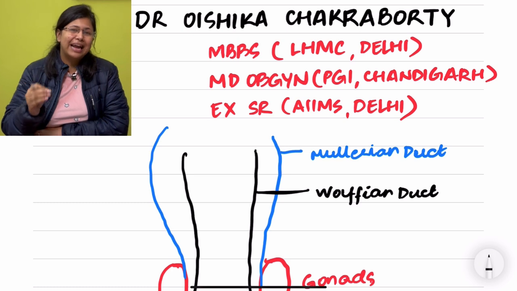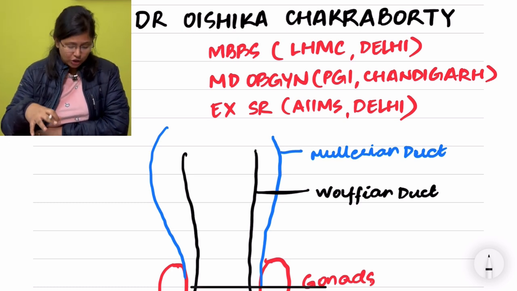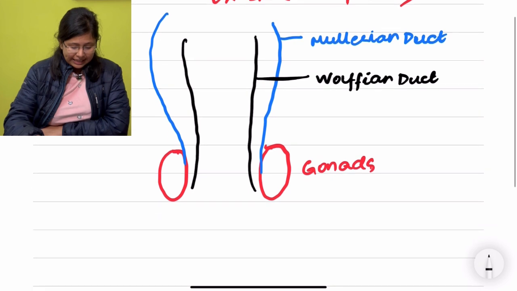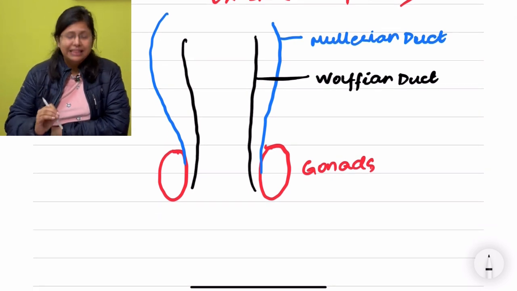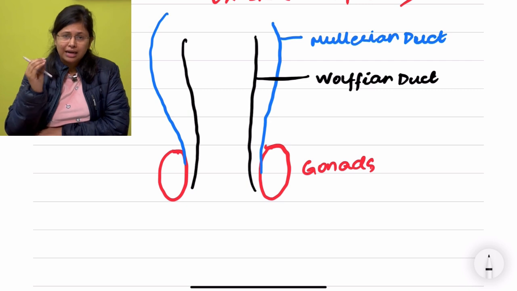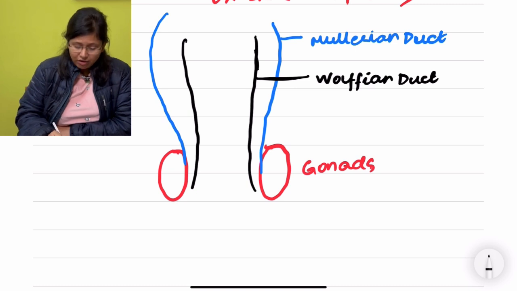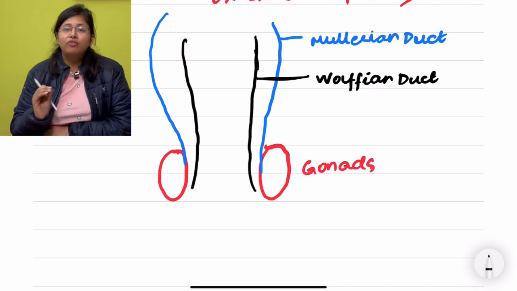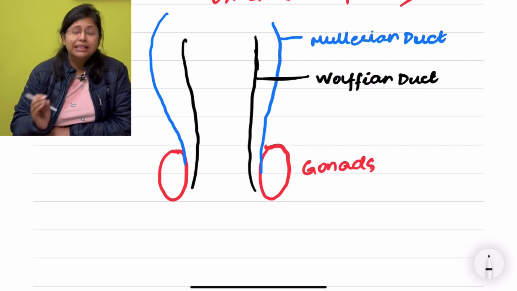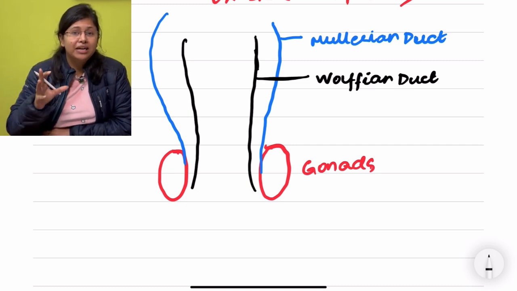Before we get there, a little bit about the embryology. This is what it looks like in the embryo. At the beginning, whether the child is XX or XY, this embryo has the potential to form either the male organs or the female organs. The male organs will be derived from the Wolffian duct, and the female organs will be derived from the Mullerian duct. For a male to develop normally, the Mullerian duct has to go away and the Wolffian duct has to further develop into internal male organs.